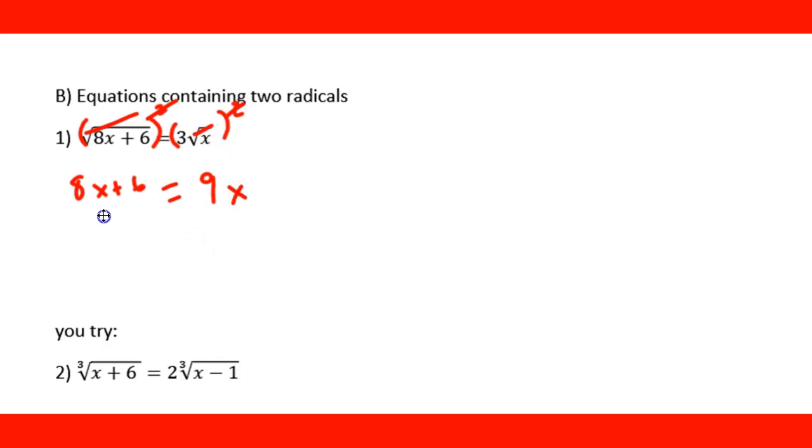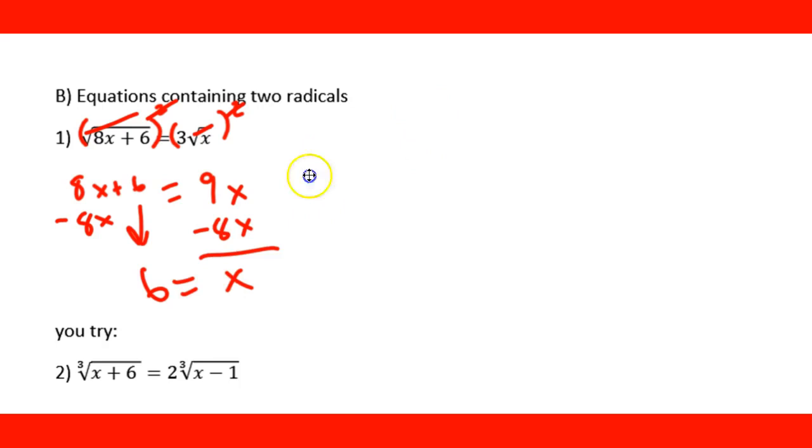Now I just solve it. I'm going to subtract 8x on both sides because I'm going to combine like terms, and that's going to give me a single x. And on the left here, I just bring down my 6. So 6 equals x.